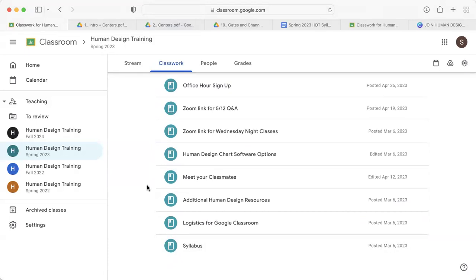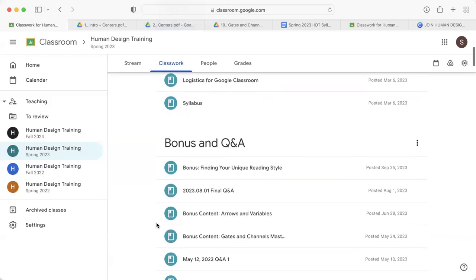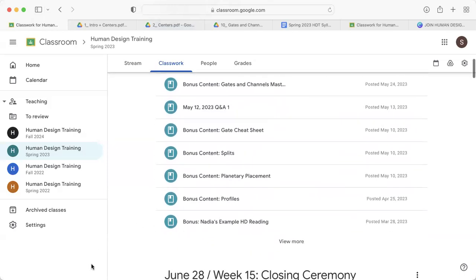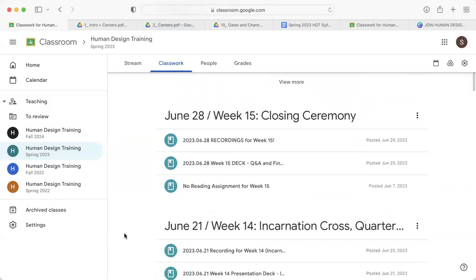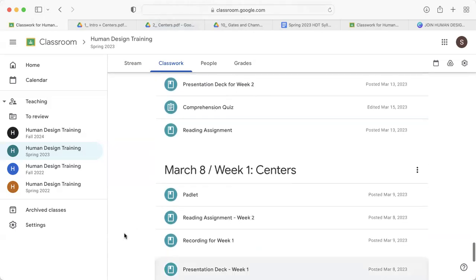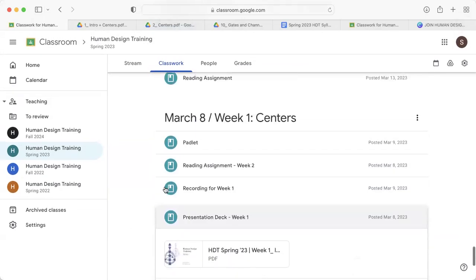In our class, we talk about the different chart software options. There's a lot of places you can grab charts from. We have classmates, and then we have bonus content. We'll come to that later. We get into how we organize each of the different weeks. And the way that we start week one, this is a 2023 course, is we start with centers.